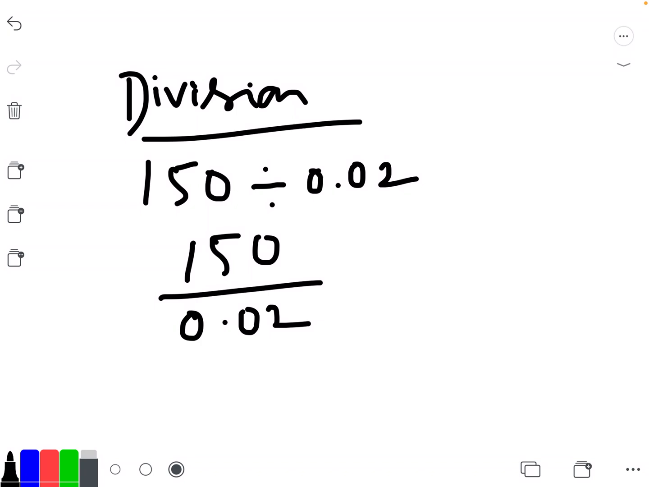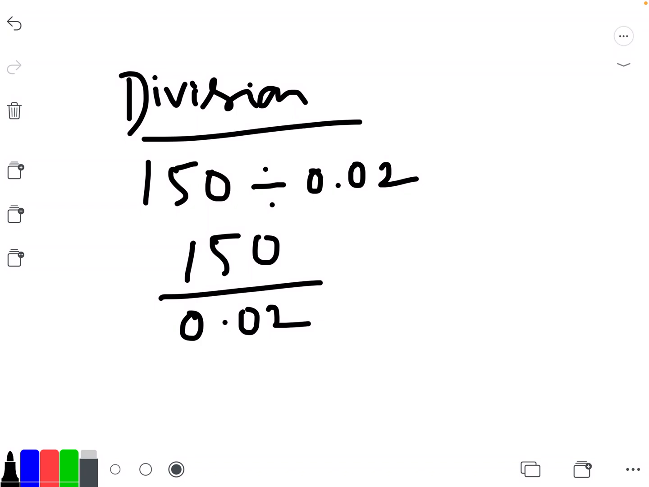We simply can't do the division straight away since there is a decimal number in the denominator. So, what is the first step? The first step is to convert the decimal number into a whole number. How do we do it? We count the decimal places first, starting with the extreme right number 2. So, 2 is one place and 0 is the second place.